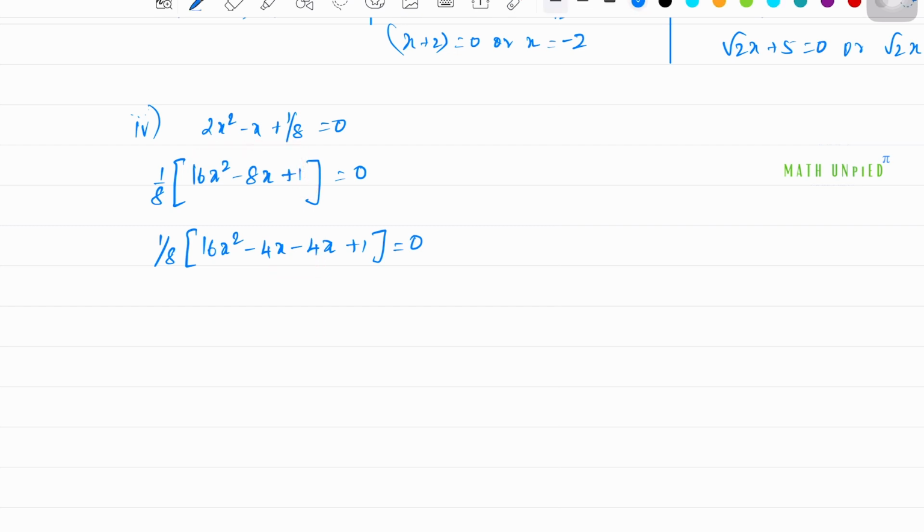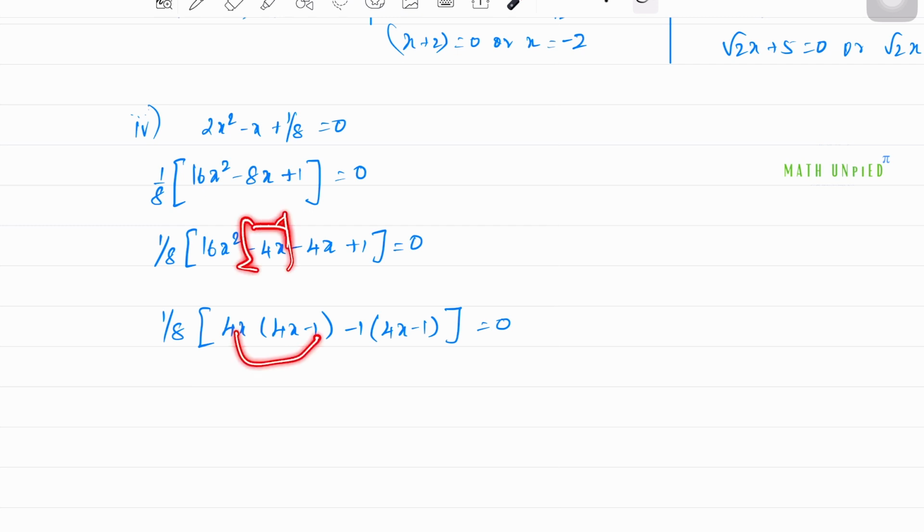So this will be 1 over 8 times. And how can we factorize this? 4x minus 1 into 4x minus 1 equals 0. So 4x into 4x is 16x squared. 4x into negative 1 is negative 4x. And minus 1 times 4x is minus 4x. Minus 1 into minus 1 is plus 1. So this is 1 over 8 times 4x minus 1 times 4x minus 1.